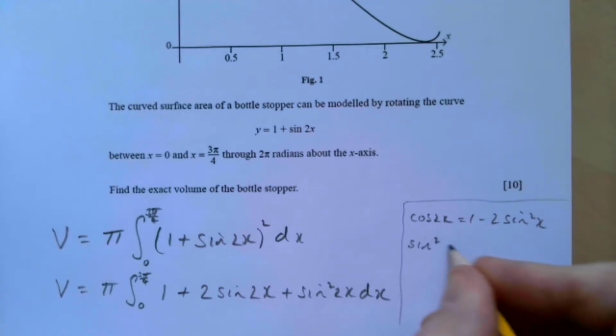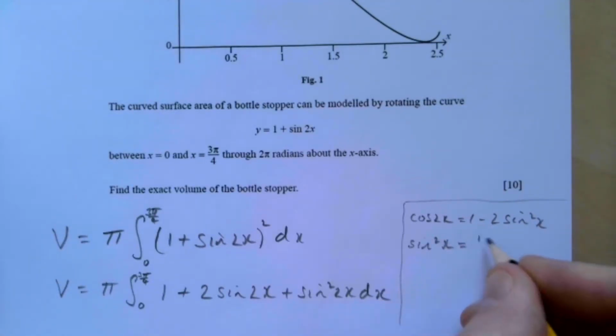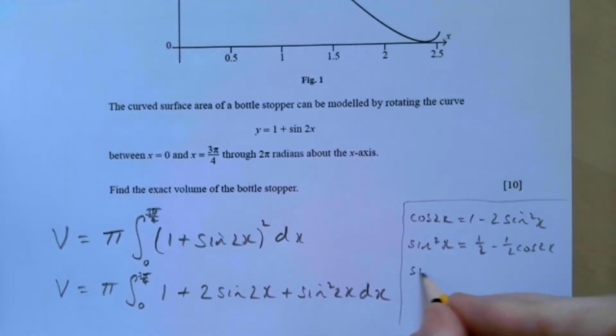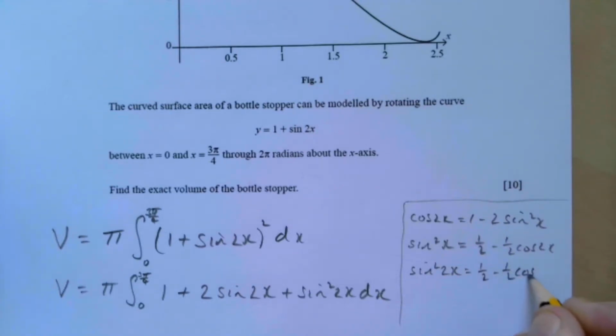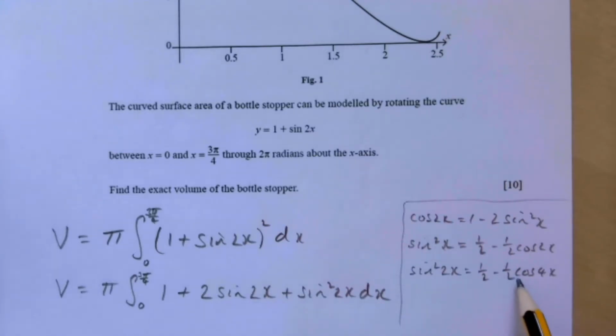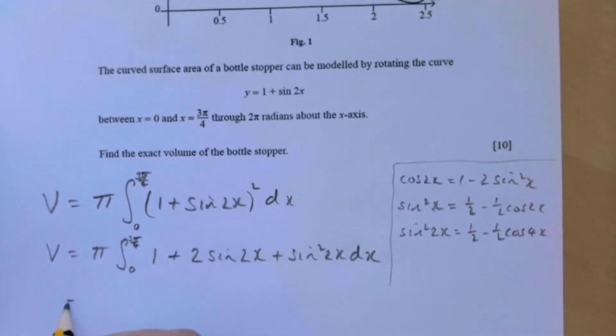So that means sine squared x is equal to a half minus a half cos 2x, and it means sine squared 2x is actually going to equal a half take away a half cos 4x. If I'm changing this to a 2x, the same would change to a 4x. So I can change my sine squared 2x to a half minus a half cos 4x. And what that does is make it more straightforward to integrate. This is an easier thing to integrate than this. That's the idea behind it. So I rewrite my integration line, then we can go ahead and integrate.